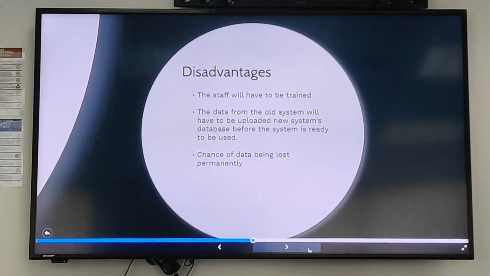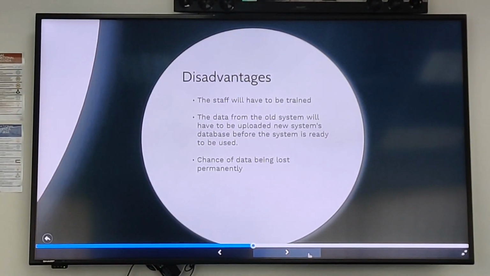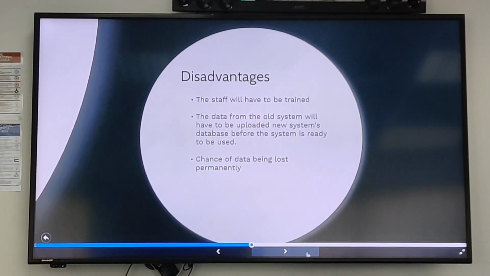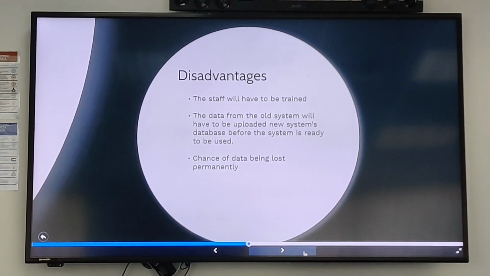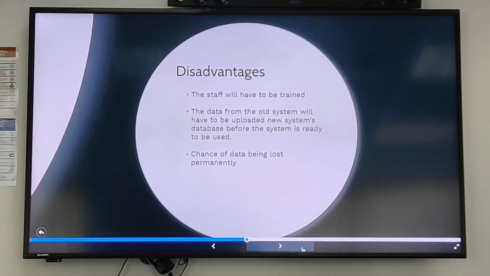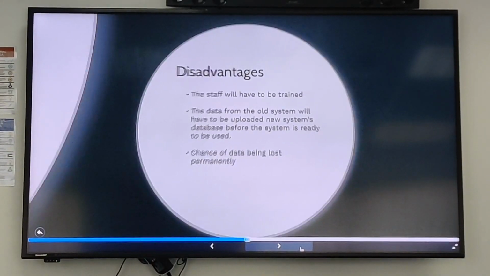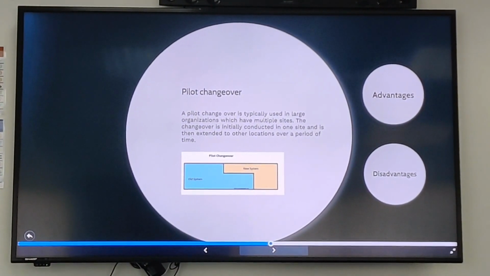However, the staff will have to be trained, just like all of the methods of changeover. The data from the old system will have to be uploaded to the new system's database before it's ready to be used, and there is a chance of data being lost very quickly. So the next method is the pilot changeover.